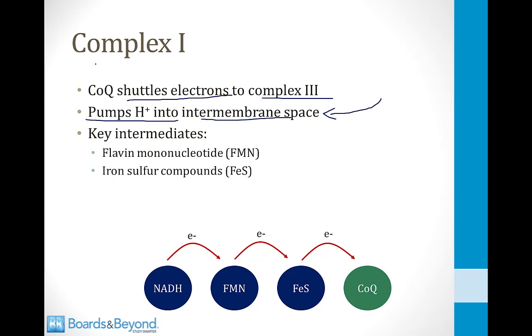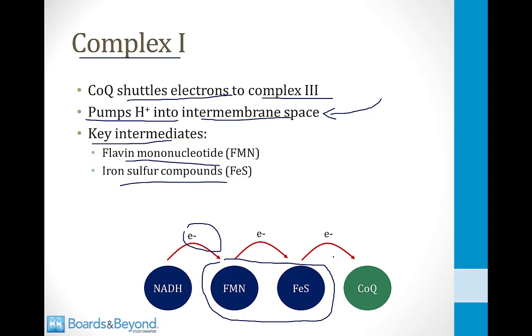Now, complex 1 is made up of multiple different molecules. That's why it's called a complex. Some of the key intermediates involved in transferring electrons from NADH to coenzyme Q via complex 1 include flavin mononucleotide and iron sulfide compounds. Basically, what's happening is the NADH is passing its electrons to a series of substances that are part of complex 1, and then they finally get passed to coenzyme Q, which goes on to complex 3.